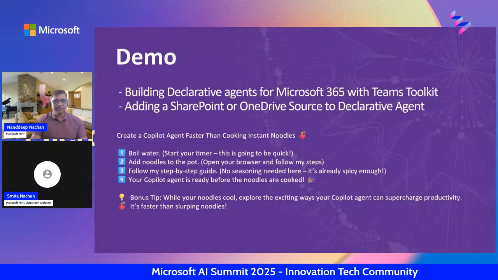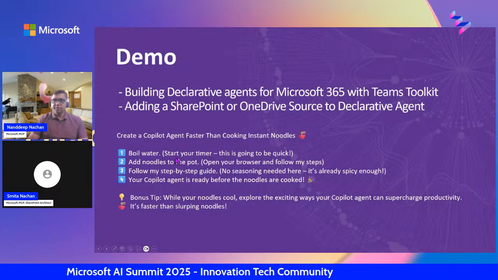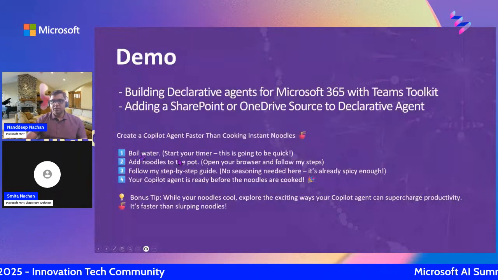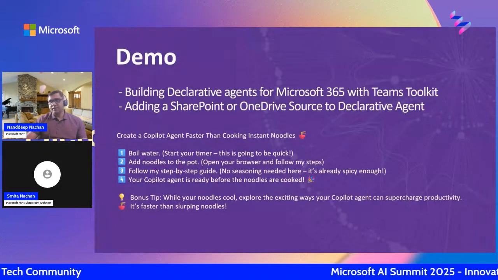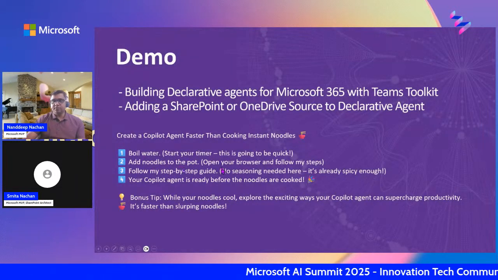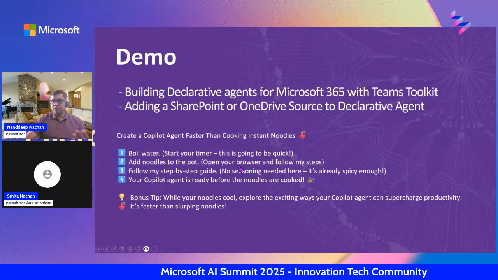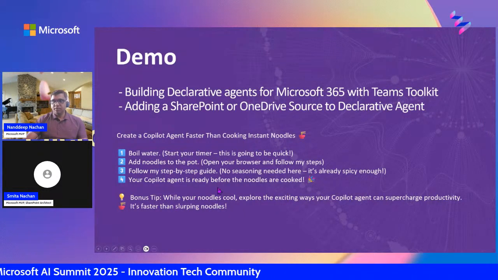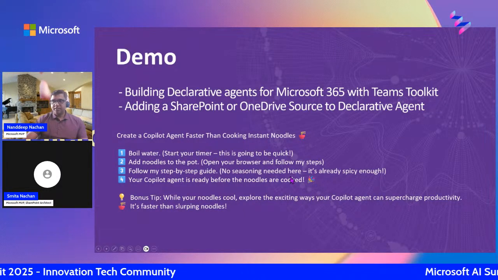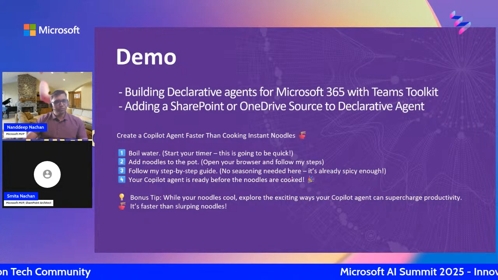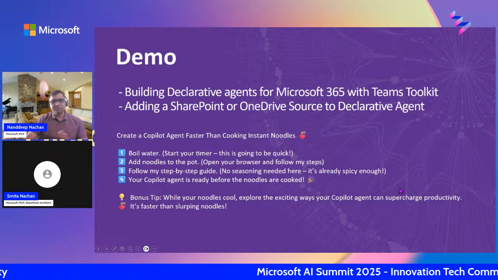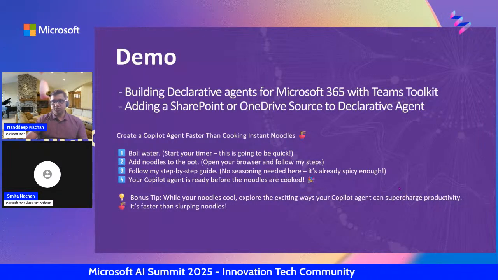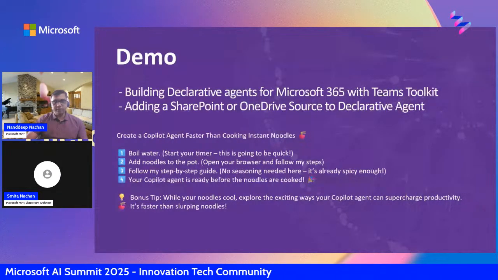So maybe this is the recipe that I try to follow. Boil the water, start your timer, and this is going to be very quick. Just add the noodles to the pot, open your browsers and follow my steps which I'm going to show now. Follow all those step by step guides, and there is no seasoning here. It's already spicy enough. So one thing that I claim is that before your noodles are ready, before they are cooked, your Copilot agent will be ready.